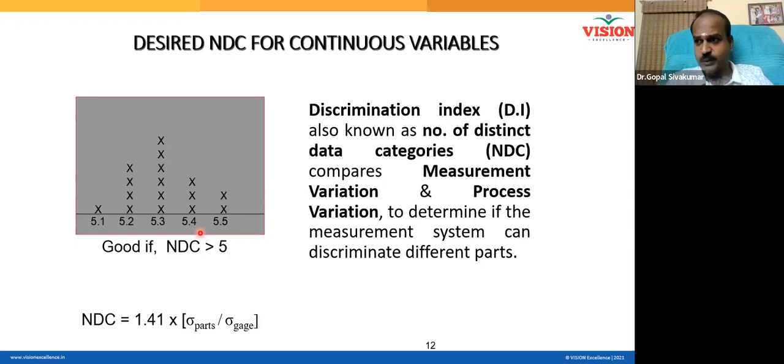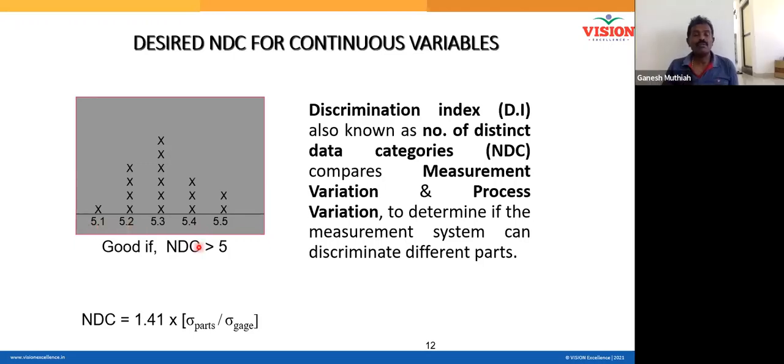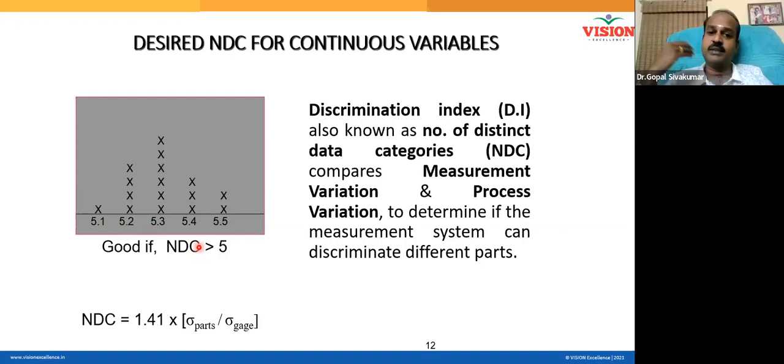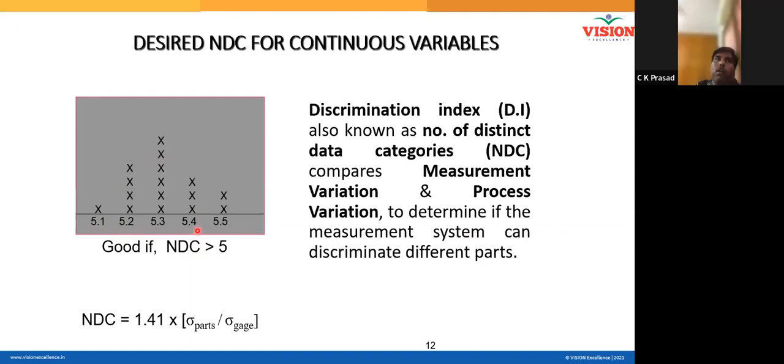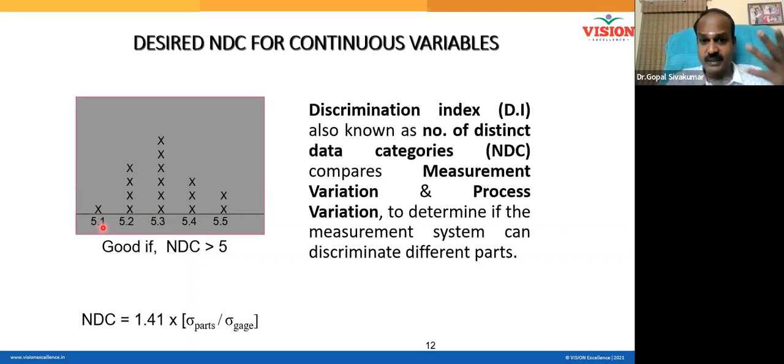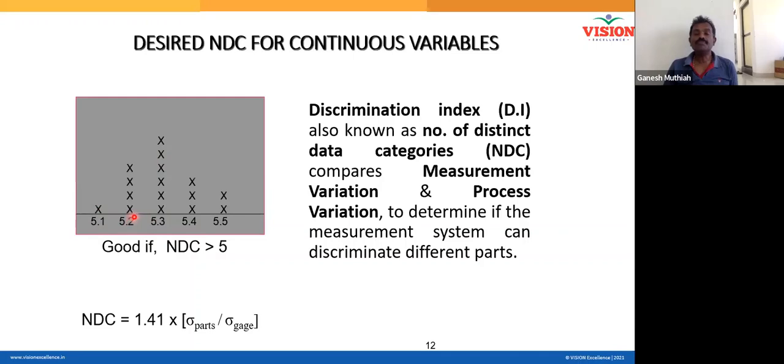When the resolution is 0.1, how many readings are possible? 5 readings. When the resolution is much better, 0.05 instead of 0.1, what will happen to the readings? 10 readings will be possible, right? First reading will be, let's say, 5.1. Second reading will be 5.15. Third reading will be 5.2. Then 5.25.